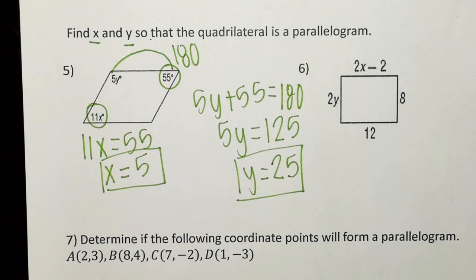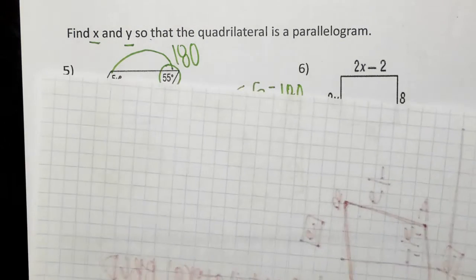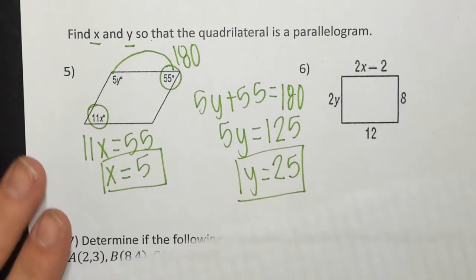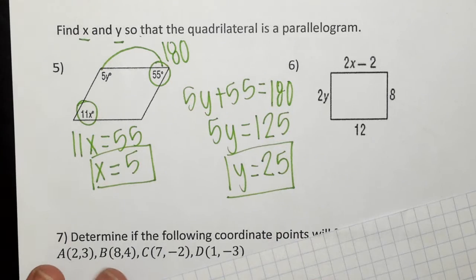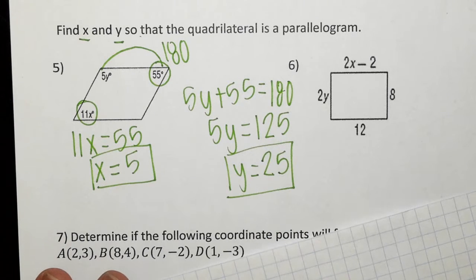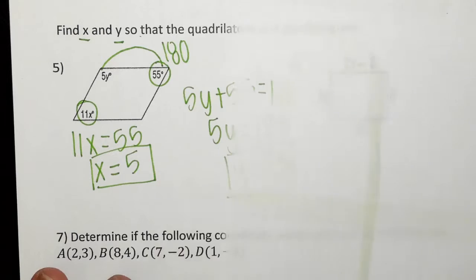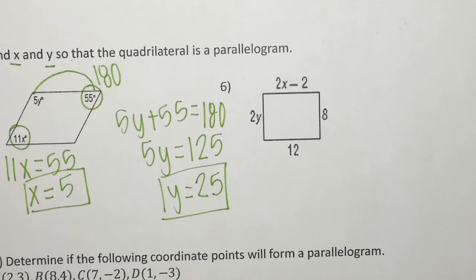Okay, try 6 on your own. Once you're done with 6, I need you to get a piece of graph paper. If you don't have any, I have some over there on the black part. Just one more part to this lesson, then we're done. Finish 6, then go get graph paper.